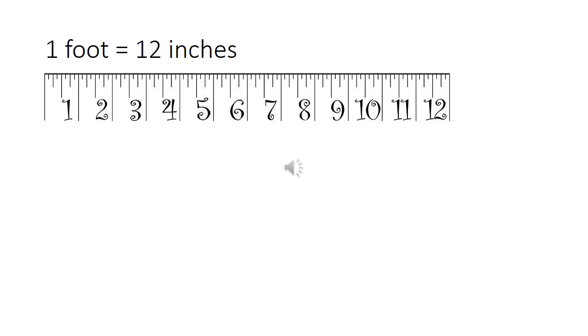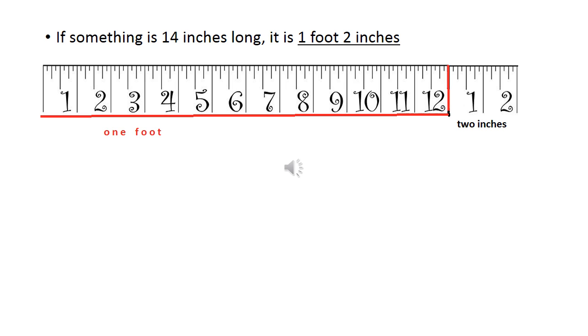Keep in mind that there are 12 inches making up 1 foot. This means 1 foot and 12 inches means exactly the same thing. Now, if you have 14 inches, that's the same thing as 12 inches and 2 more inches. The 12 inches is 1 foot, and then there are 2 more inches. So 14 inches is 1 foot, 2 inches.